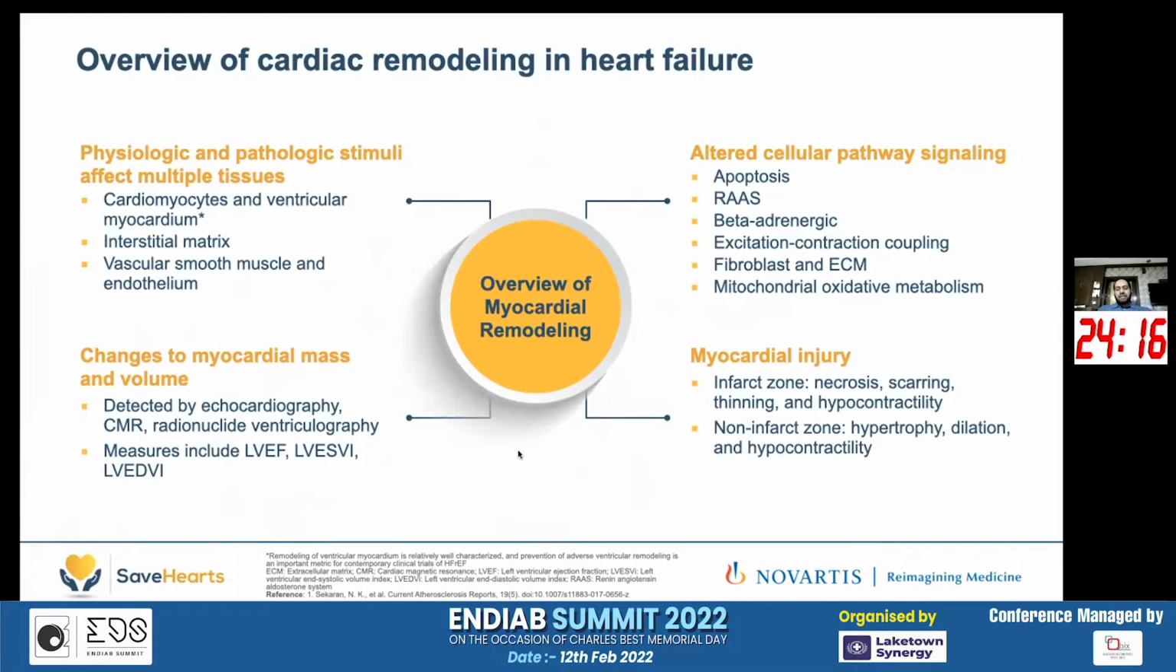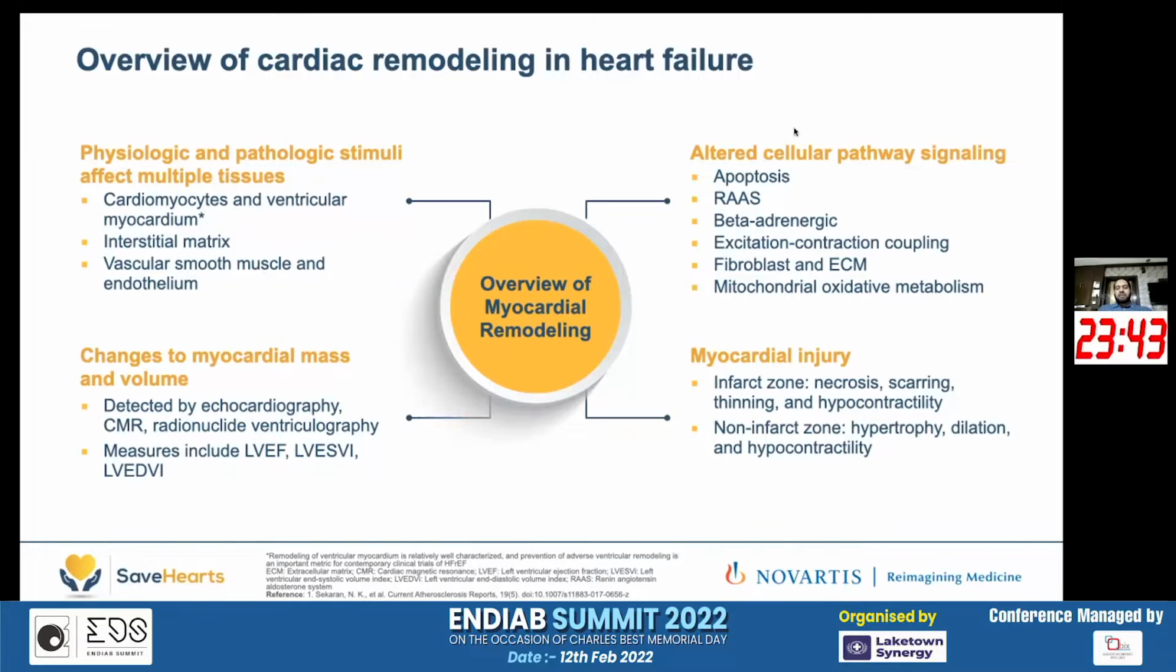So when you talk about patients with heart failure, we know that there's something known as cardiac remodeling that sets in. And this is the basic pathophysiology in patients with heart failure. The various pathological and physiological stimuli affect the cardiac tissues in multiple fashion. And it's not only the cardiac tissues, we are not talking about only the cardiomyocytes and the ventricular myocardium itself. We're also talking about the vascular smooth muscles and the endothelium. And all of this also has an effect on the way the myocardium works in terms of its pathophysiology and creating a patient with heart failure.